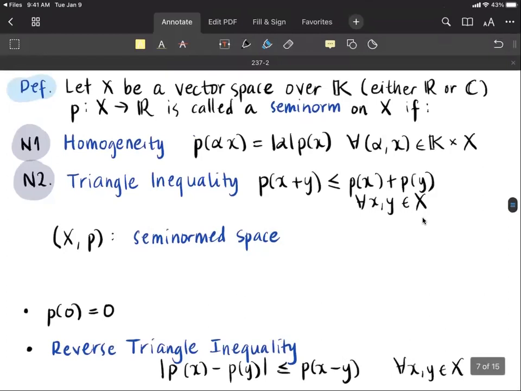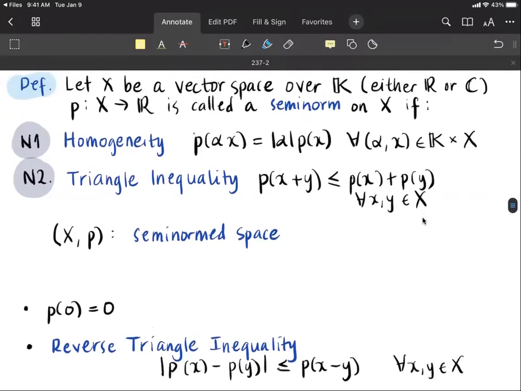First property is that the seminorm of the zero vector is the zero scalar. So you should not be confused here. There are two zeros, but of course, one should see them in the appropriate context. So the argument of p should be in X. So this first zero on the left-hand side would be the zero vector of X. On the other hand, the right-hand side is a real number because the output of p is a real number.